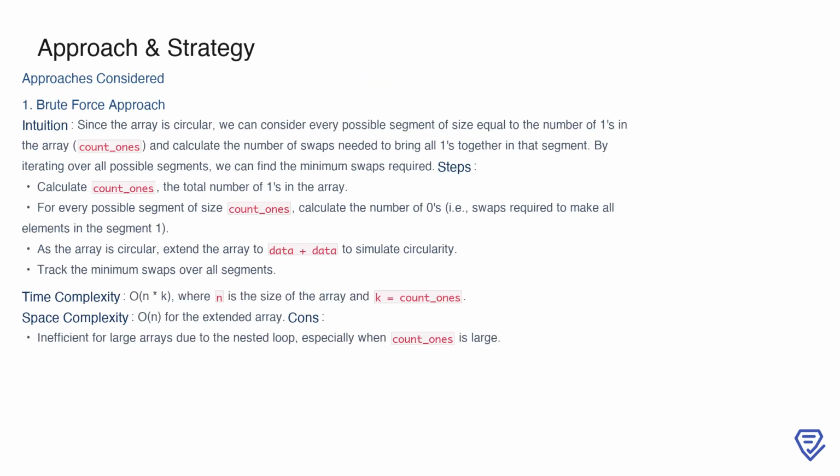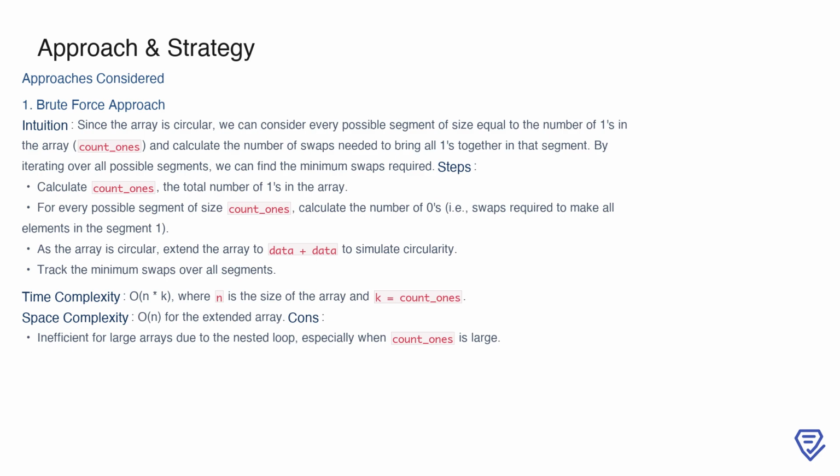To start, we considered a brute force approach. The idea here is straightforward. Since the array is circular, we can examine every possible segment of the array that has a length equal to the total number of ones, which we'll call count_ones. For each of these segments, we calculate how many swaps are needed to bring all the ones together within that segment. To handle the circular nature of the problem, we create an extended version of the array by concatenating the array to itself. This allows us to simulate circularity and check segments that wrap around.